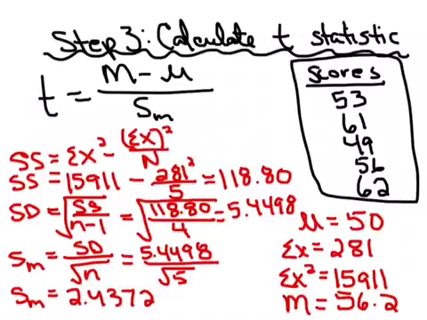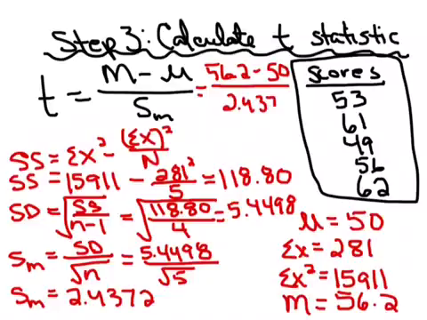So I'm going to just give myself a tiny bit more room here. So we have 56.2, that is a decimal, minus 50, right? Sample mean minus population mean divided by 2.4372.